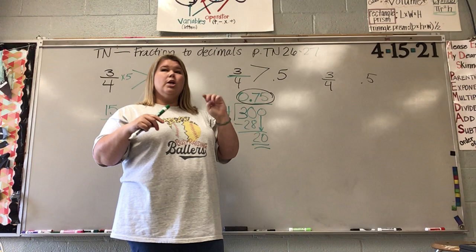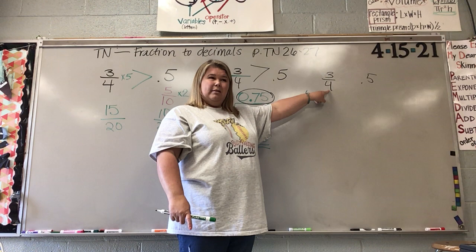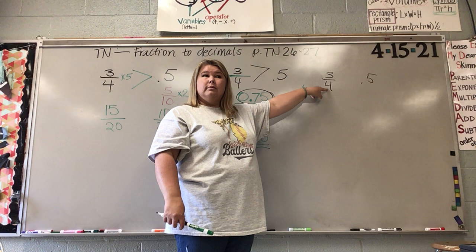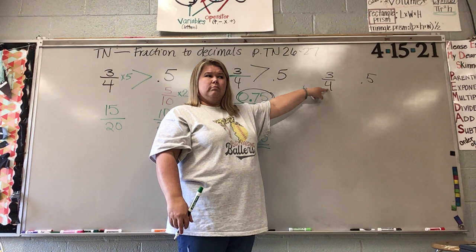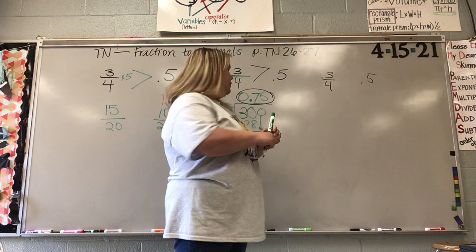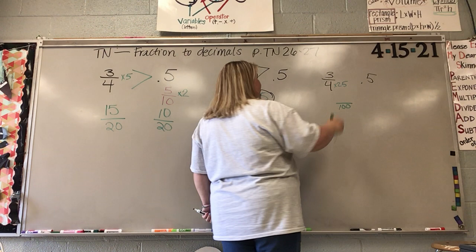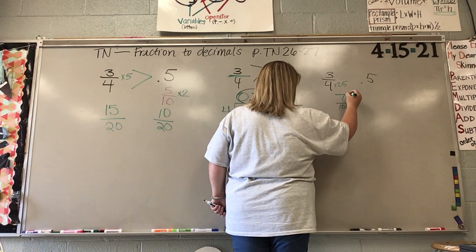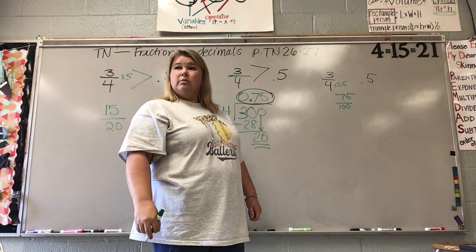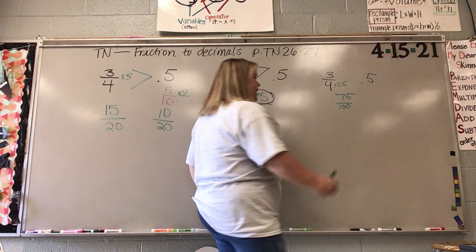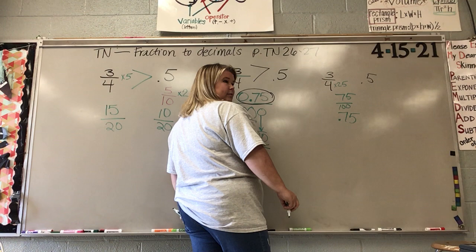Well, let me ask you something. Can I get this to be a 10? No. Can I get it to be 100? I'm talking about 25. If I multiply this by 25, I get 100 on the bottom. So what do I have to do to 3? Multiply by 25. What is 3 times 25? 75. Can you tell me what that is as a decimal? That's right. 75 hundredths, or 0.75. Who is greater?